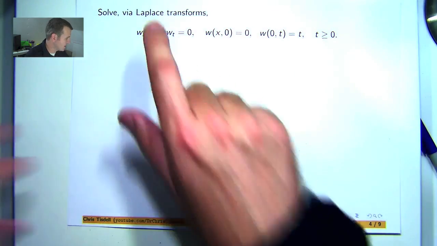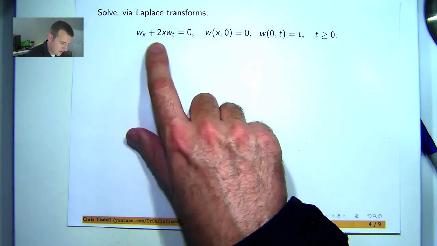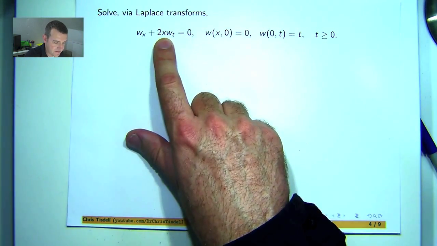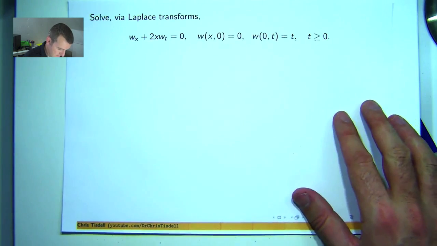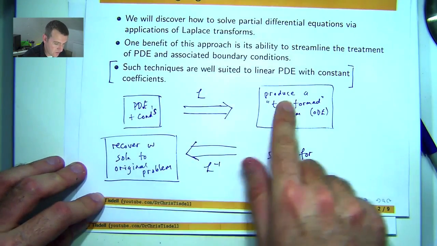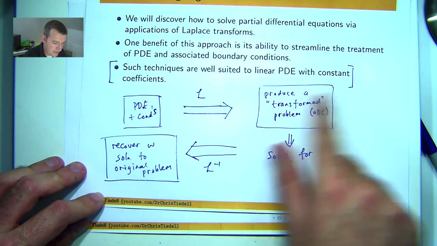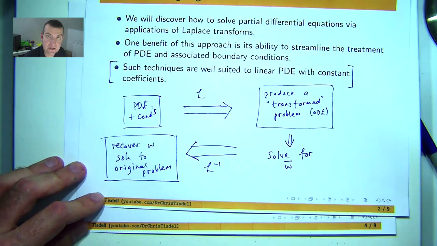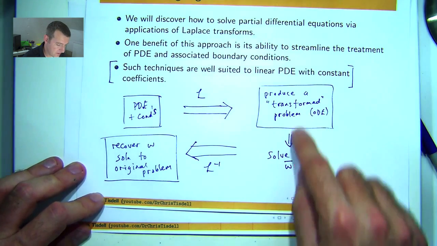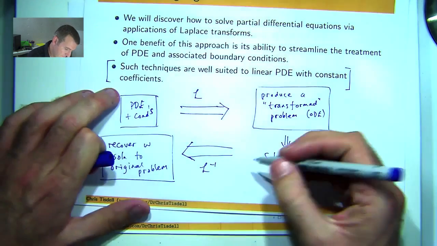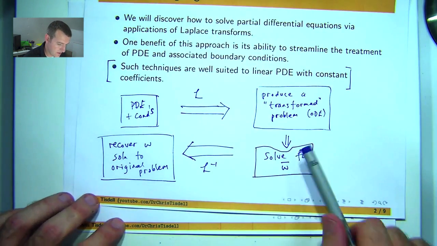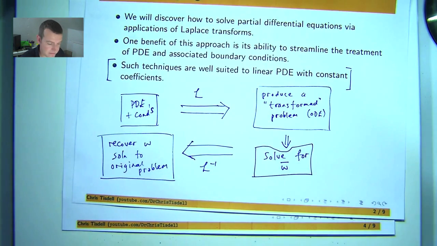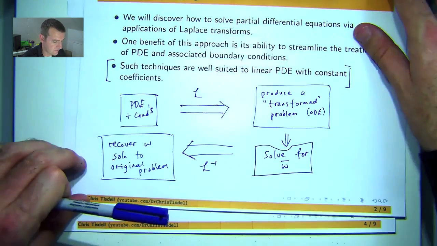Solve via Laplace transforms. Okay, so we've got a first order problem here. Coefficient is a function of x. You've got some extra conditions known as boundary conditions. And let's just follow this model here. Transform the PDE, produce a transform problem, which is essentially an ODE, an ordinary differential equation. Solve the transform problem, and then invert everything via an inverse transform.